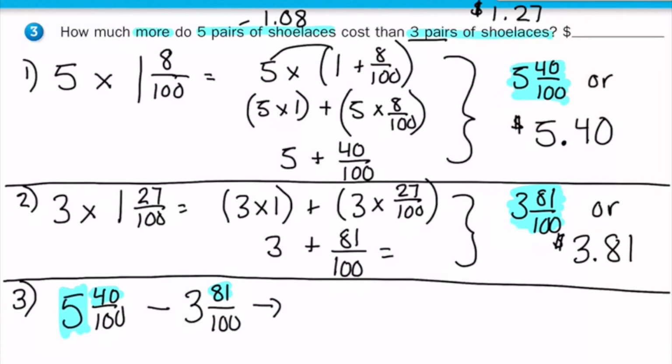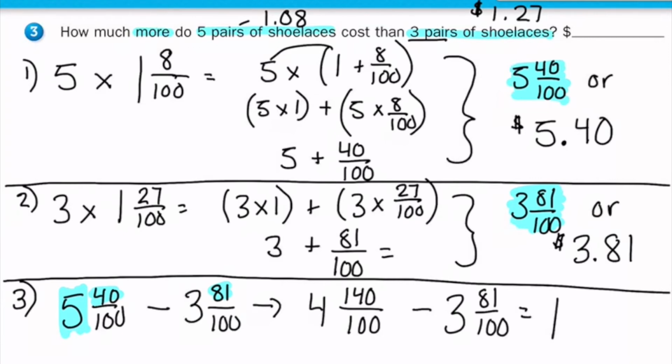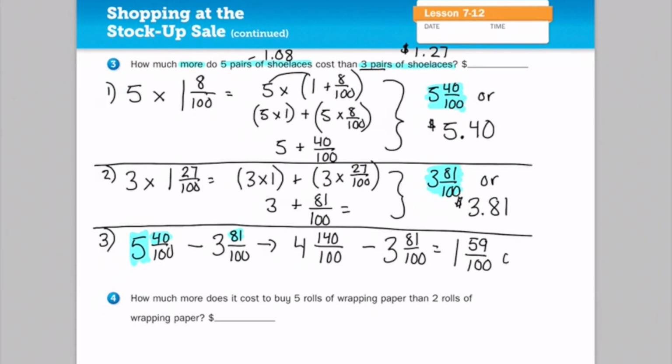So I'm going to rewrite this as 4 and 140 hundredths minus 3 and 81 hundredths. And if I did 4 minus 3, I would get 1. And if I did 140 minus 81, I would get 59 hundredths. So your answer is $1.59 more. Don't forget to put the answer up here. 50 cents more.